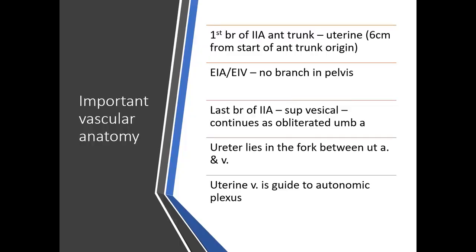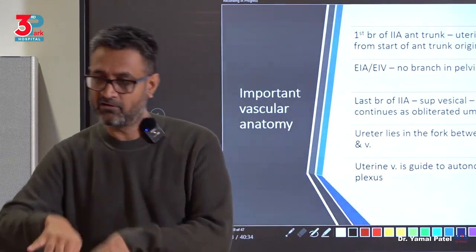External iliac artery and vein have no branches or tributaries in the pelvis. Important for us to know. The last branch of the internal iliac artery in our field of vision, before it changes into the anterior umbilical ligament, the medial umbilical ligament, which is the obliterated umbilical artery, is the superior vesicle. Are we clear? So uterine artery, superior vesicle, obturator, internal pudendal, they are all going this way.